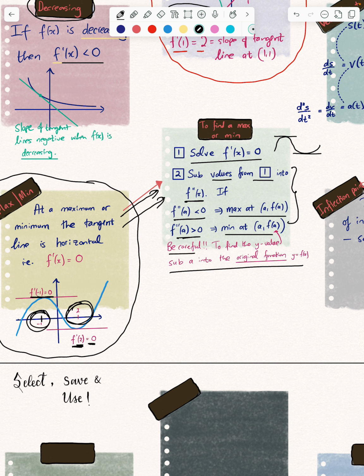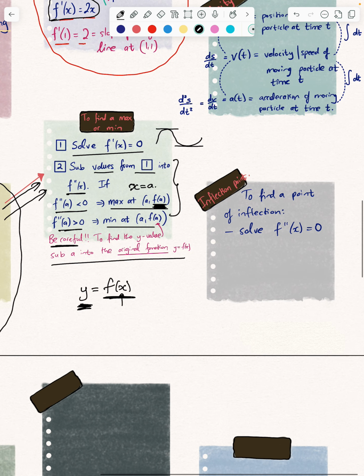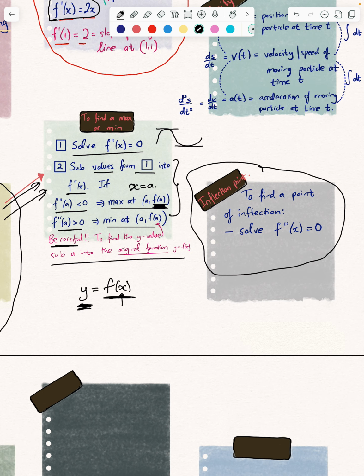And just be careful, big note here: at that point you'd have the x-coordinate of the max or the min, and to go back and find the actual coordinates of the point, you need to find the y-coordinate. Always, if you're looking for the y-coordinate, you sub the x value back into the original function to get the y value, because on your page you could have the function, the first derivative, the second derivative, so it could be very easy to sub the x value into the wrong function. So back into the original function. And then for a point of inflection, you solve the second derivative equal to 0.